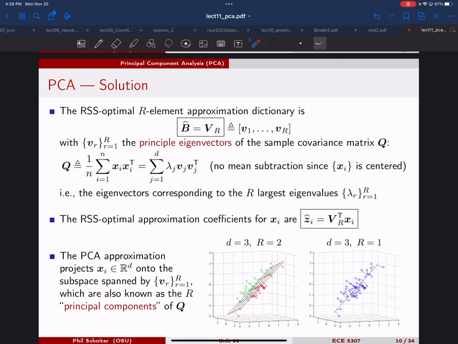a derivation. Okay, so the solution that we'll find after a bit of work is that the optimal B, we'll call it B hat, is constructed of a matrix, we'll call it capital V, and this matrix has vectors little v's. These little v's are what we call the principal eigenvectors of the sample covariance matrix Q.